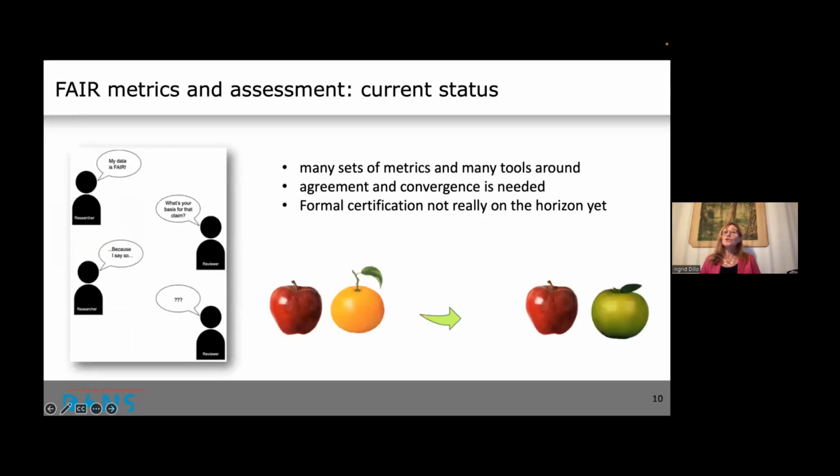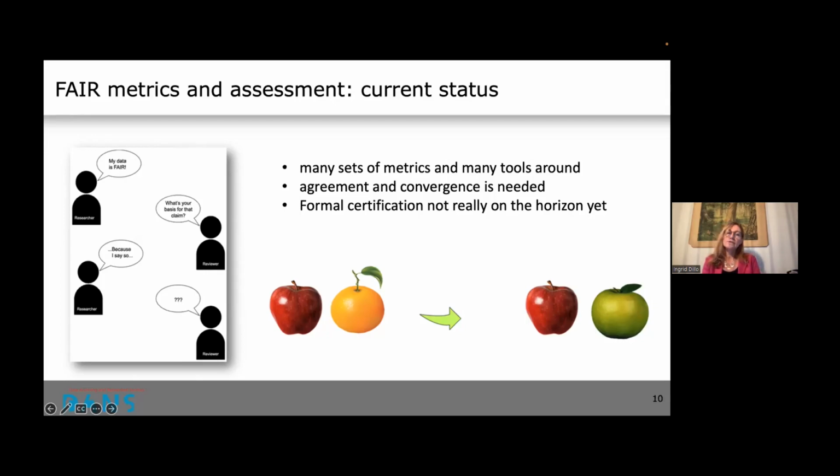So even if a researcher claims that a data set is FAIR, how can we know? Who says so? We are currently also in a phase where we are thinking about FAIR metrics and FAIR assessment. And at the moment, there are many sets of metrics around and also different tools. And we need to get to some agreement and convergence in this area. Everybody can say that a data set is FAIR, but how do we know? Up till now, a formal certification is not really on the horizon.